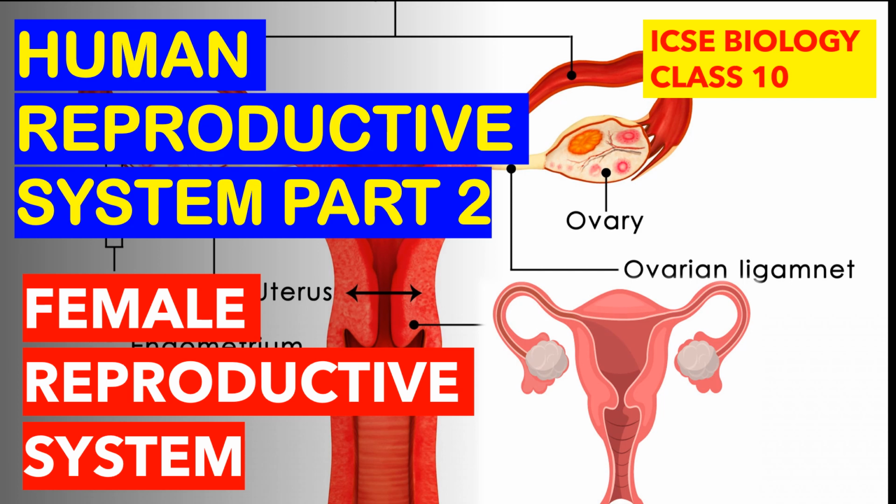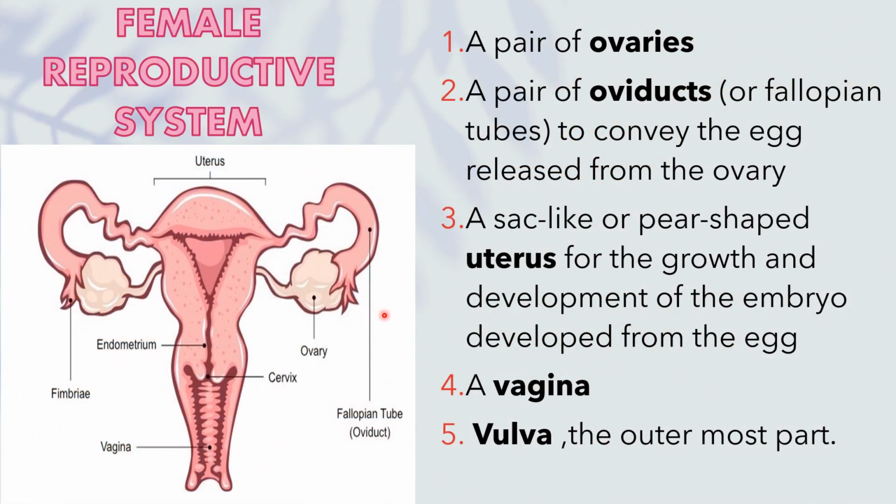Today we are discussing Human Reproductive System Part 2, Female Reproductive System. Let us learn the different organs present in the female reproductive system. They are ovaries, oviducts, uterus, vagina and vulva.